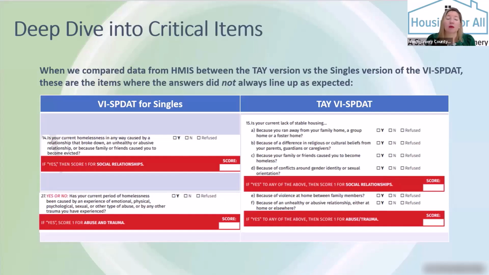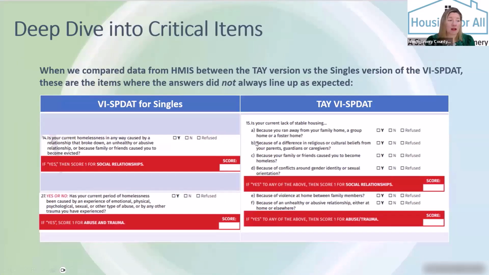We don't really know what happened in the past. We can't go back with that. But those are possible explanations for the difference in scoring. The other possible explanation for the difference in scoring is due to the client's unique situation. So you may have a youth that got kicked out by their parents, and they might say yes to 14 and yes to 27 because they view being kicked out as a trauma.